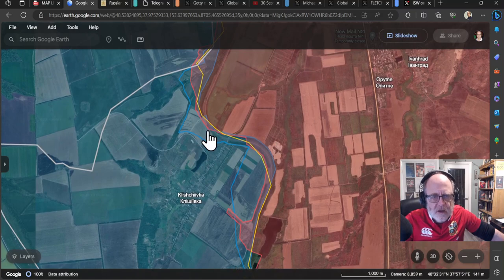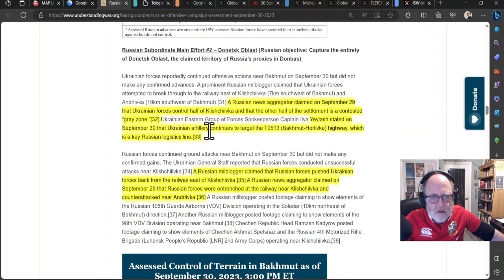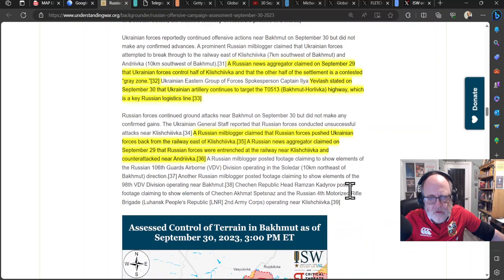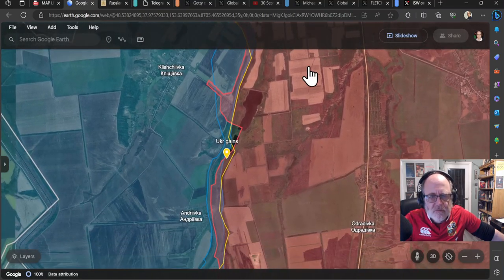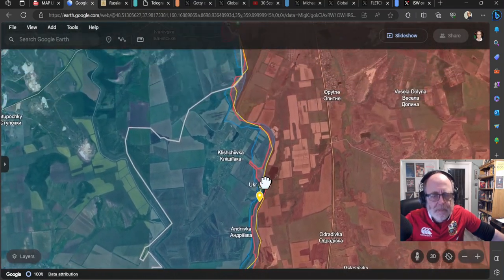There was an attack over the railway line to the north of Klishchivka, and the Russians counterattacked. So unsure exactly what's going on and who is where in that particular area. ISW continues that a Russian mill blogger claimed that Russian forces pushed Ukrainian forces back from the railway east of Klishchivka. A Russian news aggregator claimed on the 29th that Russian forces were entrenched at the railway near Klishchivka and counterattacked near Andriivka. So claims that the Russians are counterattacking.